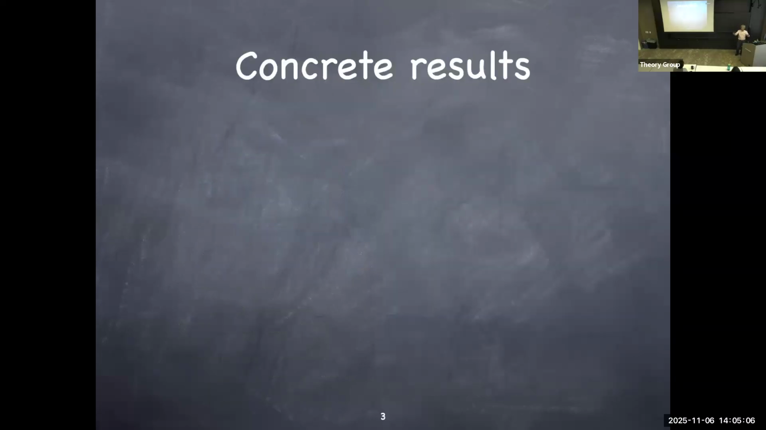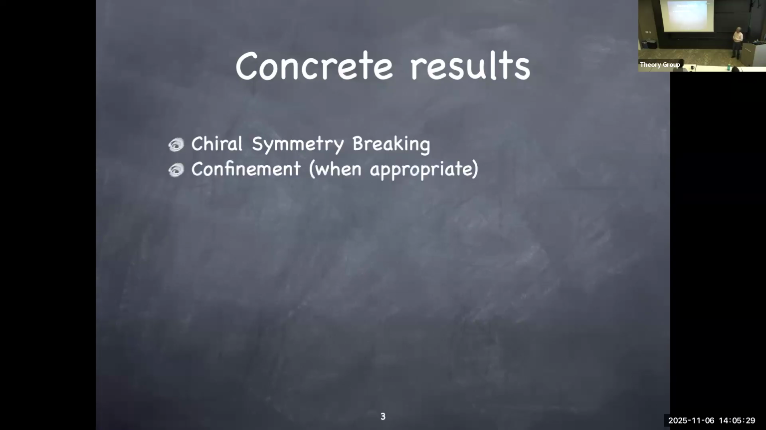And so here are the concrete results I can show you, how I can use this technique to demonstrate how non-perturbative QCD actually works. First of all, chiral symmetry breaking is what Nambu proposed a long time ago. That's something we always assume QCD does, but it's something you can derive using this technique. You can show that the Q bar Q condensate is there. You can also show that the theory confines when appropriate.